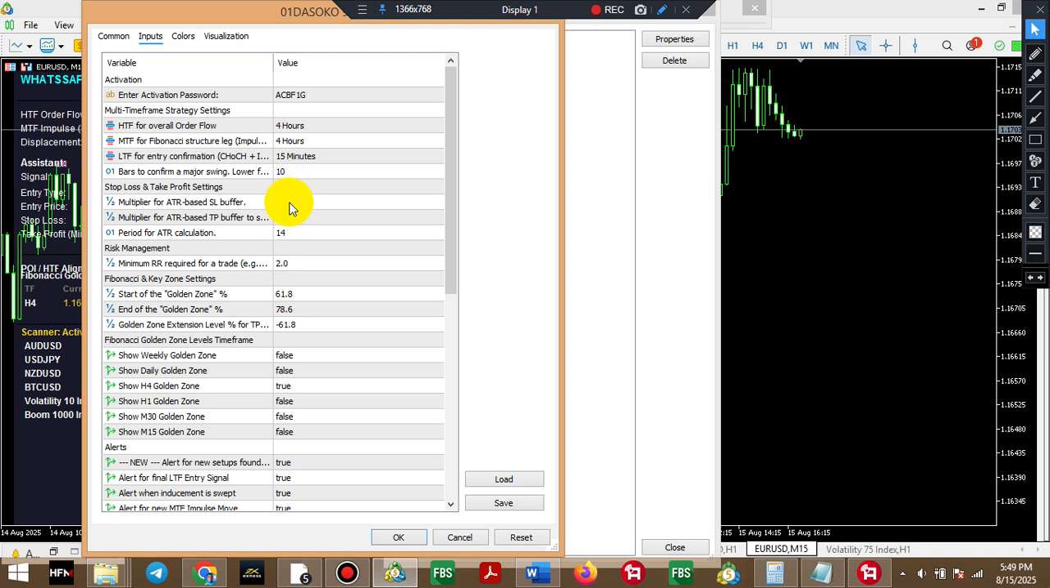Don't touch the digit for stop loss and the take profit multiplier, all that. You don't tamper with them. Don't tamper with the Fibonacci key zone levels. Just leave them the way they are, because if you tamper with them, it's going to affect the levels displayed on the chart. You can't add anything else. Those are the only digits I know that are fixed.